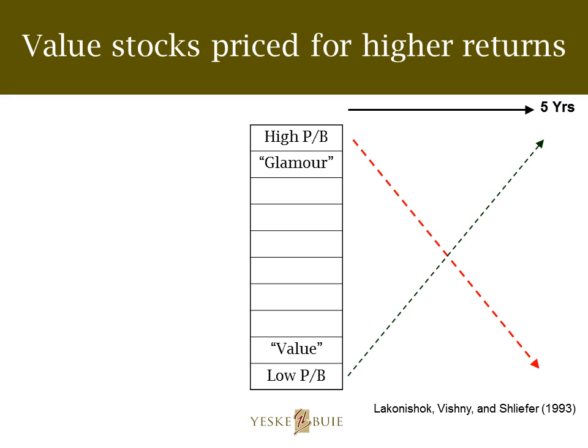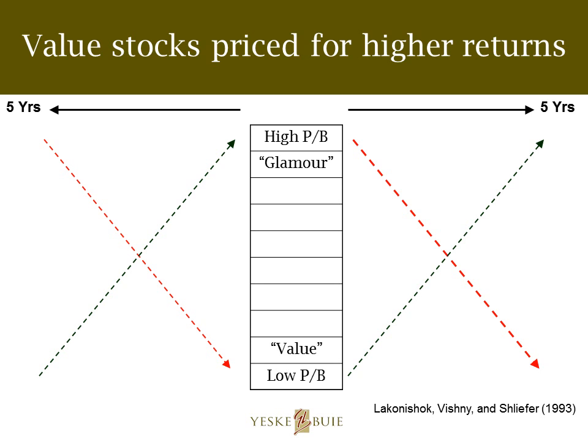What I liked about their approach is that they then flipped it around, and they asked, well, what was the performance of these stocks in the preceding 5 years, preceding the time that we ranked them? And what they found is that the glamour stocks had the best performance. That's how they got to be glamour or growth stocks. And that the value stocks had the worst performance. That's how they got to be value stocks.